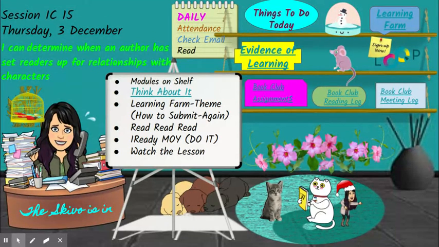If you have not finished the Learning Farm theme activity, you need to finish that. If you have not submitted it, you need to submit it. If you don't know how to submit it, I'm going to show you once again because many of you did not do it correctly. You need to keep reading because you've got to have your book club books finished by next Friday. And most importantly, today, if you have not started or if you have not completed the iReady MOY, you need to do that today.